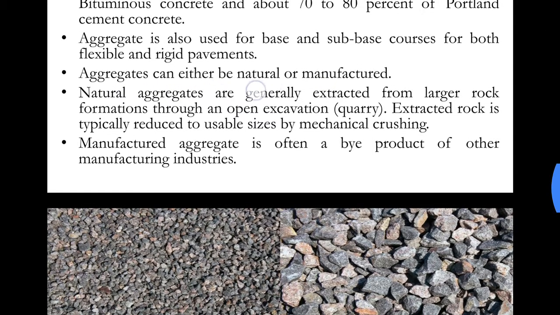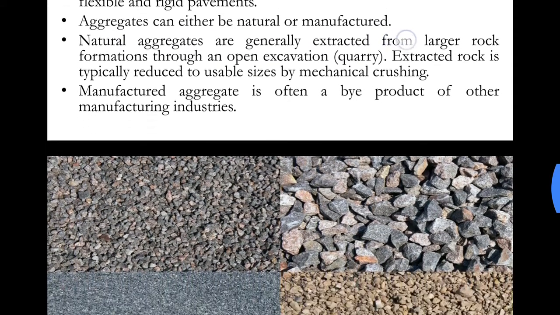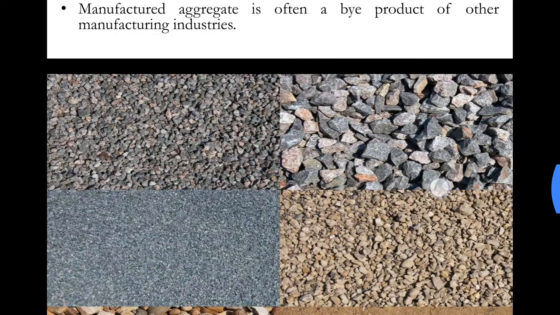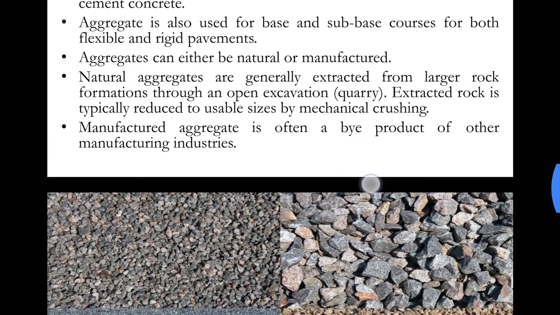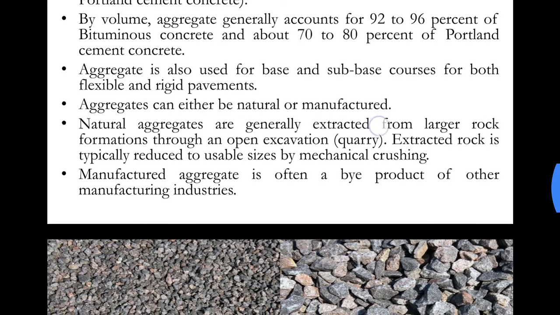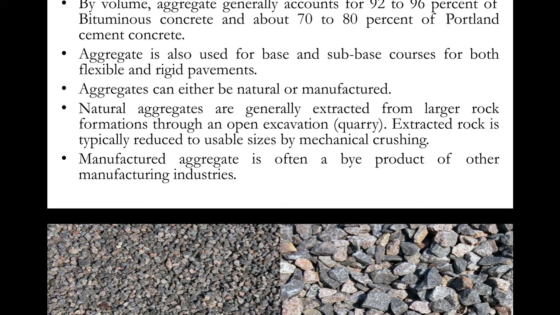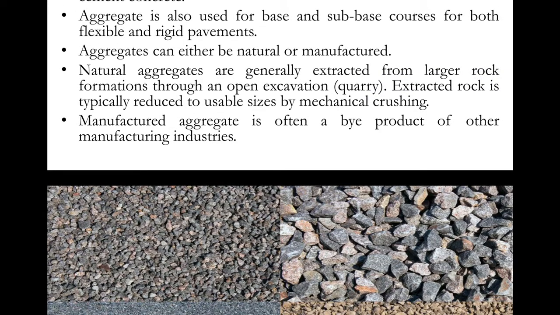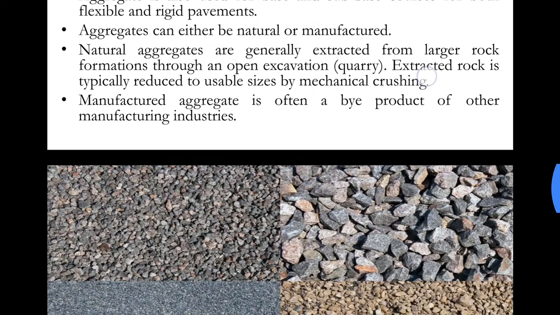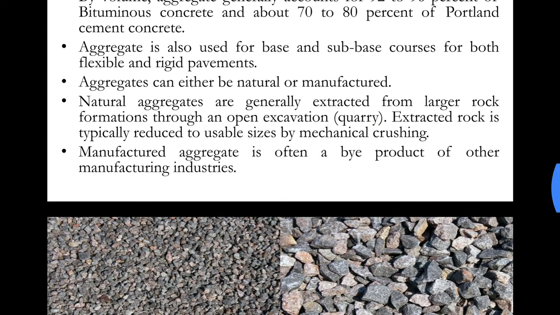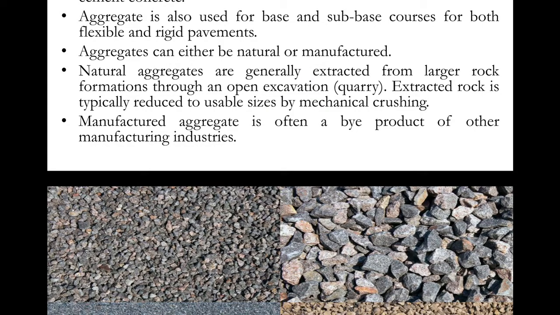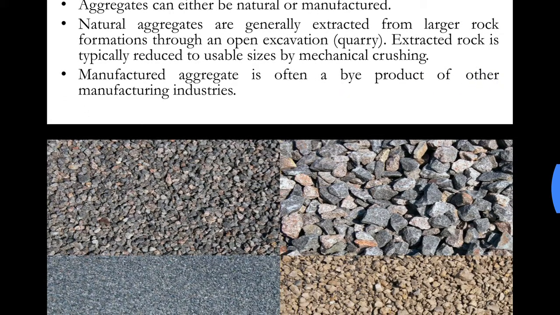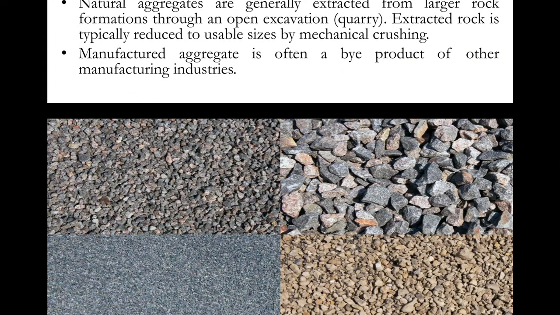Aggregates can either be natural or manufactured. Okay, so they can be either obtained naturally in these different sizes or they can be manufactured in industries. Natural aggregates are generally extracted from larger rock formations through an open excavation or quarry. The extracted rock is typically reduced to usable sizes by mechanical crushing. Okay, now this is about the natural aggregates. What are manufactured aggregates? The manufactured aggregate is often a byproduct of other manufacturing industries.